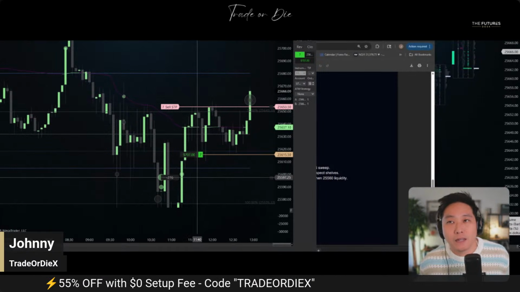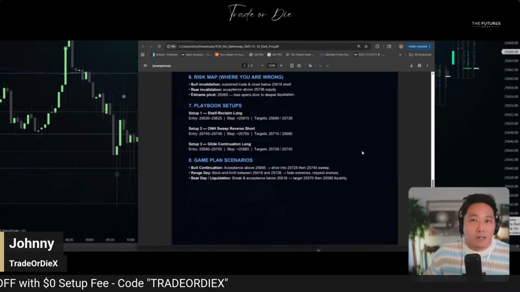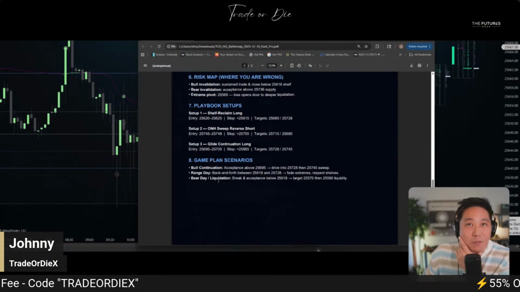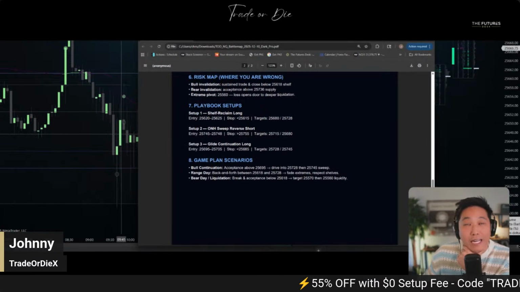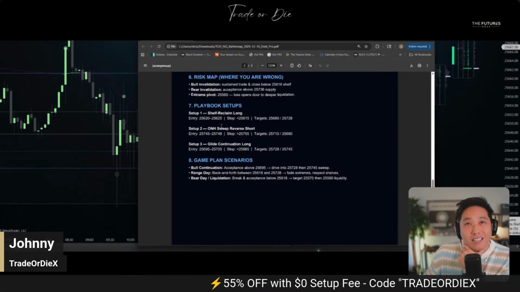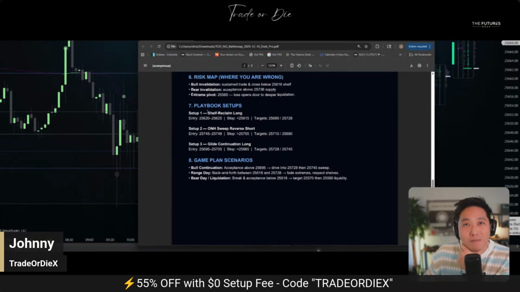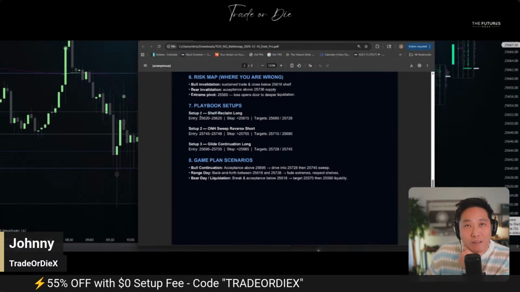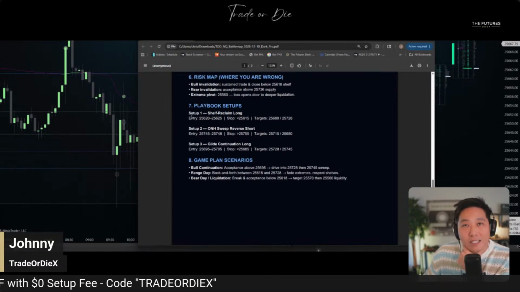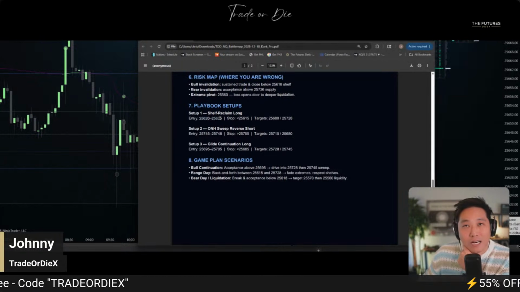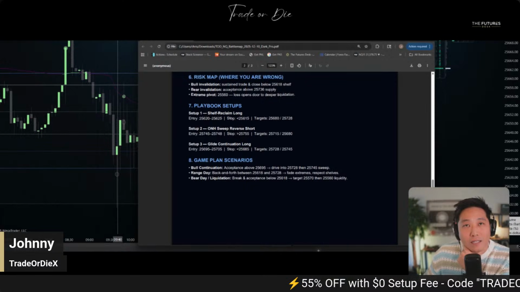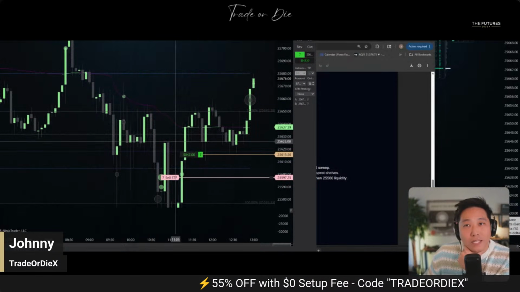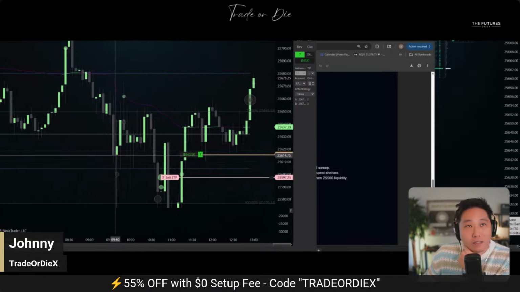Let me put this down here. These gameplay scenarios and this risk map are really good for helping you navigate if-then type scenarios. Let's look at the actual playbook setups. This gave me a setup at 620 to 625 with a stop below 615. And 620 would have been right here, right?